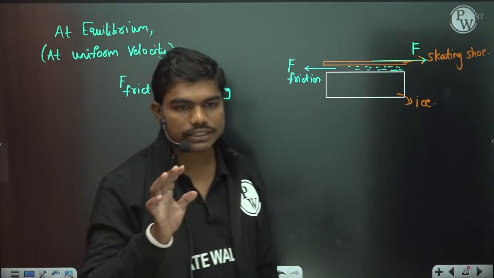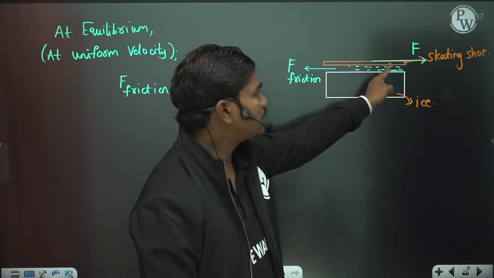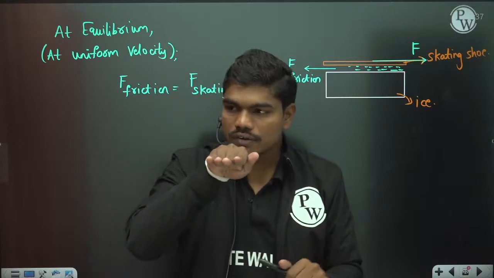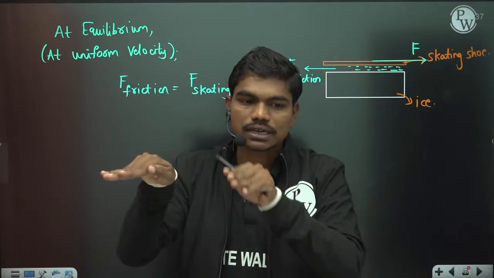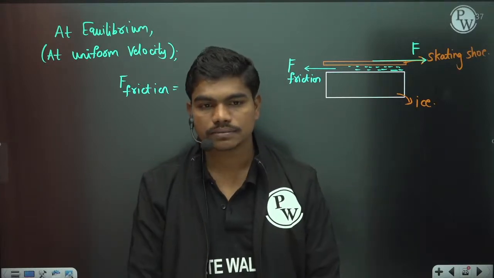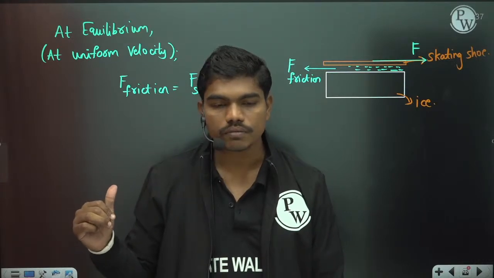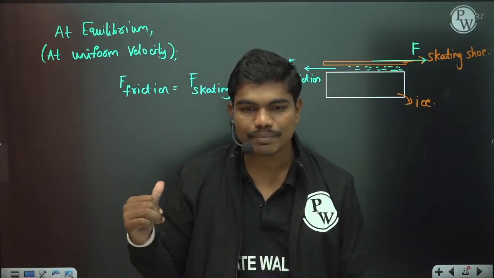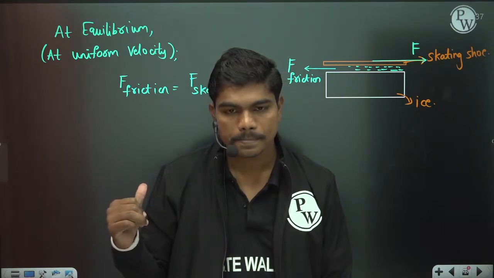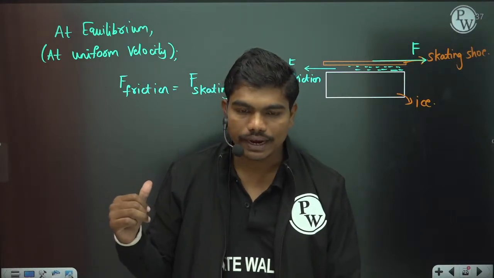So first of all, did you understand the physics, what's happening here? If you see carefully, this is F friction and this is F of the skating shoe. Under equilibrium, whatever is the friction force due to the motion, that same friction force has to be applied by the skater to move at uniform velocity. So did you understand this? Please type in the chat box if this is clear to you.